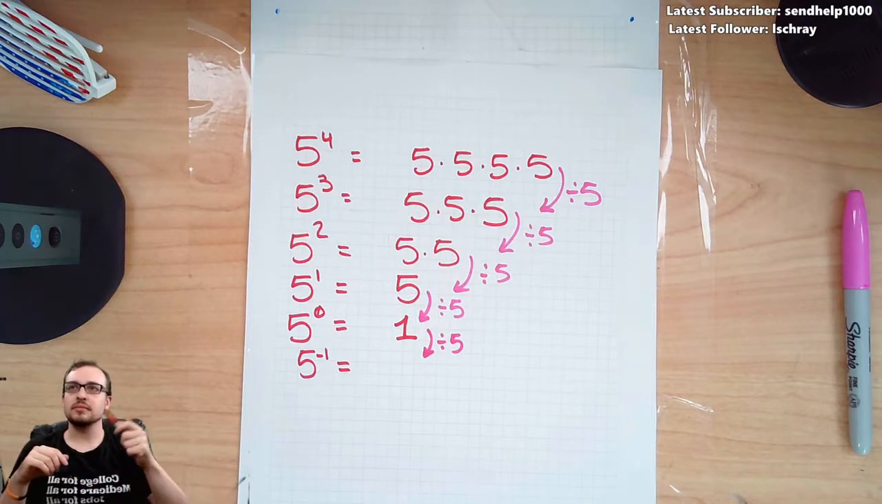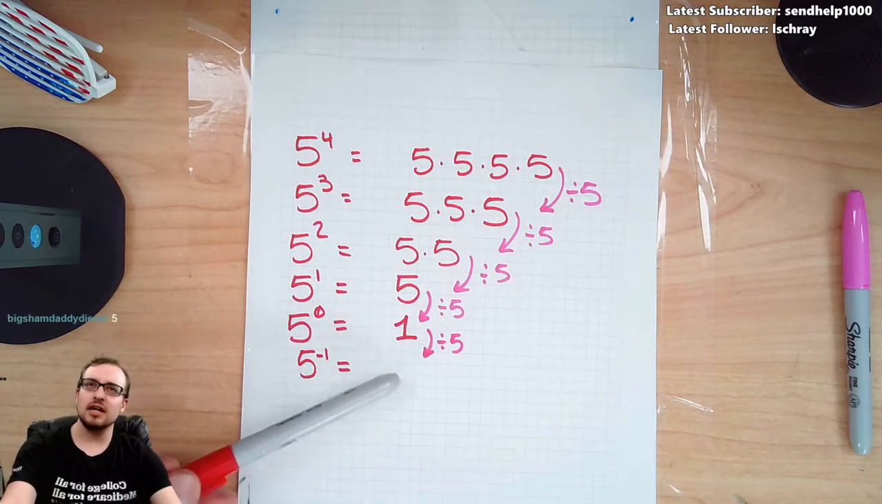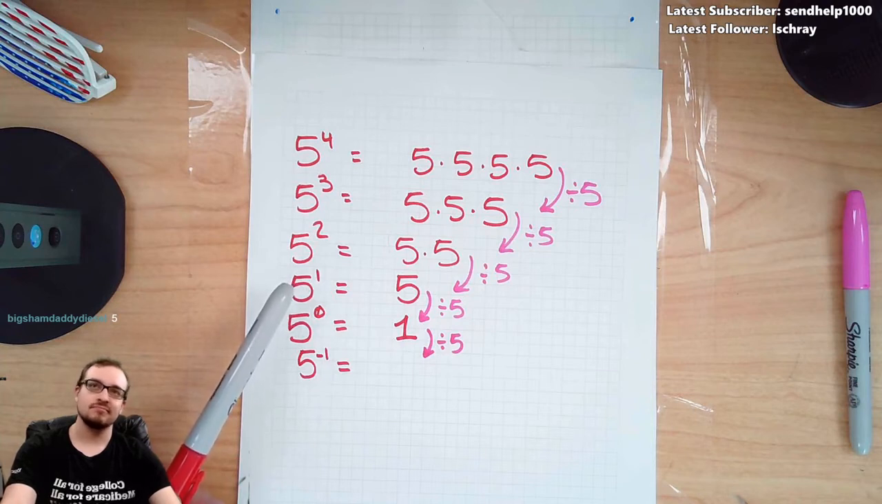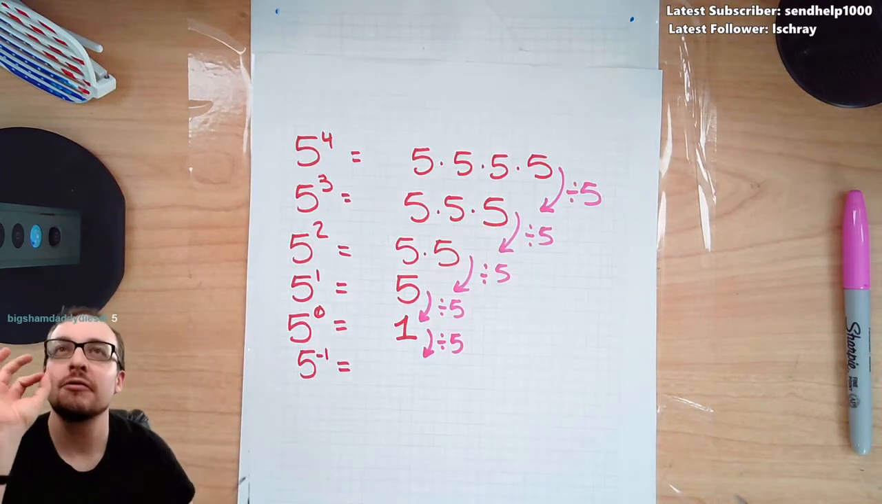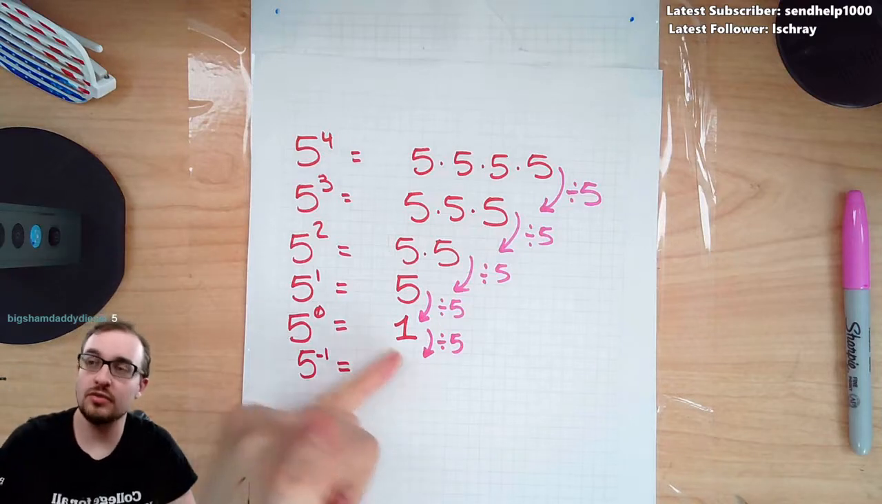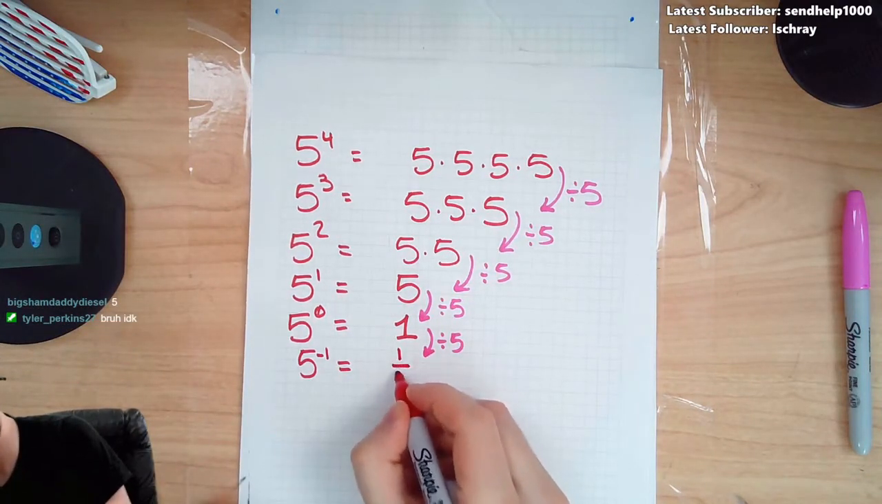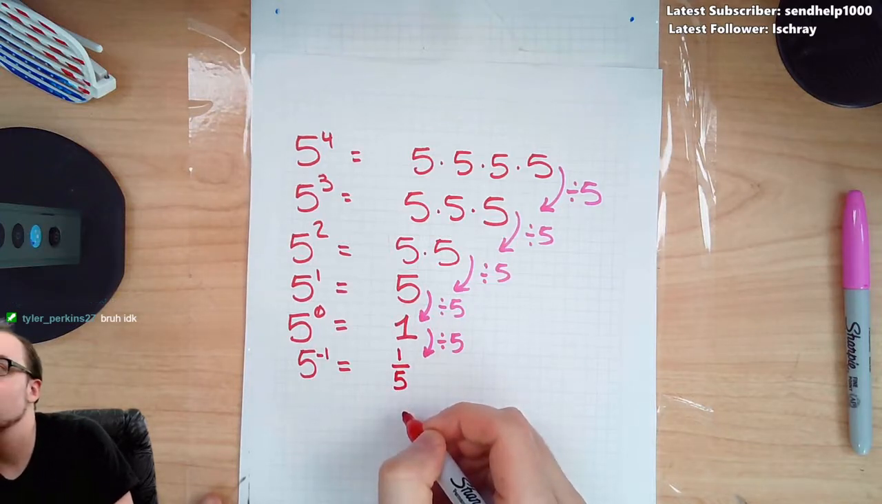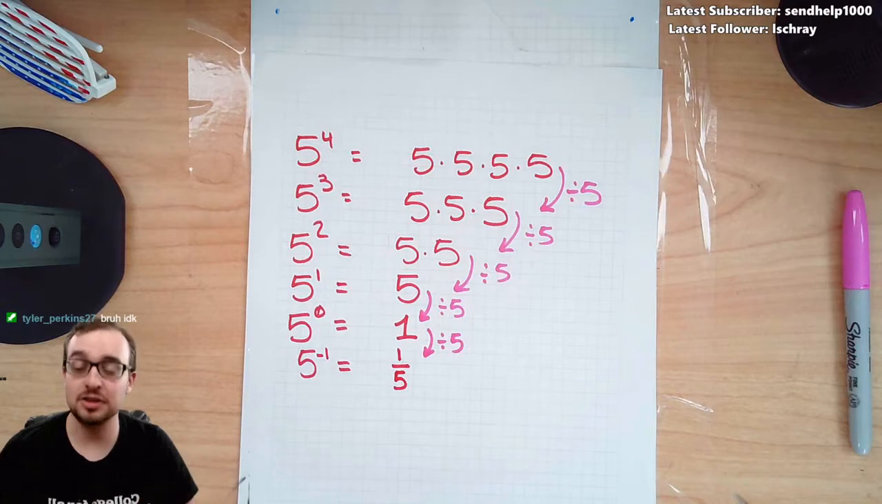Think, men, think. 1 divided by 5 is 5? Divide by 5. Gentlemen, fractions are division for lazy people. What's 1 divided by 5? 1/5. It's 1/5. Fractions are division for lazy people.